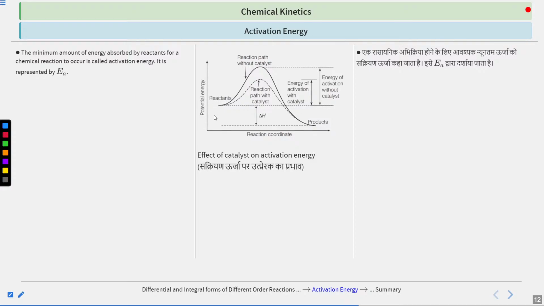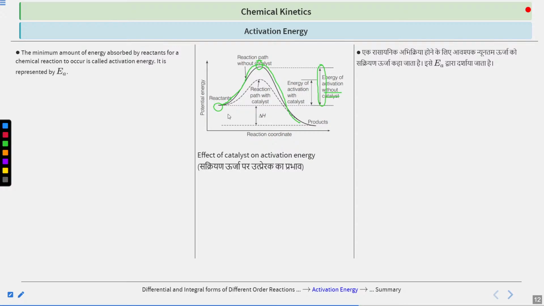This graph has two things to be discussed. The first is the normal pathway that we have, where we have not applied any catalyst. We start from the reactant, move on to the intermediate, and this gives us the product. The difference in energy between the reactant and the intermediate is called the activation energy. Since we are doing it without a catalyst, it is written as without catalyst. We will see what happens when we introduce a catalyst here.